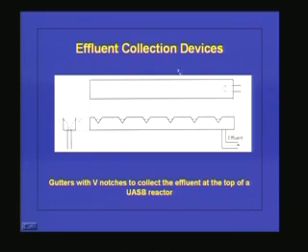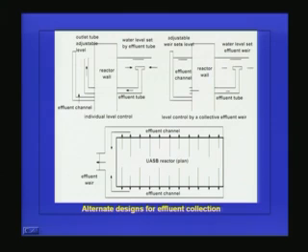And the effluent collection devices are also very important. The effluent collection devices usually employed in UASB reactors are very similar to the ones which we use in sedimentation tanks. We have gutters with V notches to collect the effluent at the top of the UASB reactors. See, here we can see the gutters with V notches, so it will be getting collected here, and the effluent is coming from here, and it will be going for either further treatment or to disposal. So this is the alternate design for effluent collection systems.